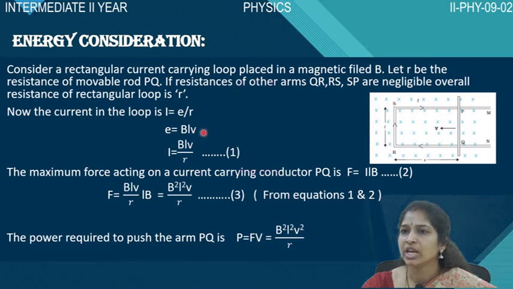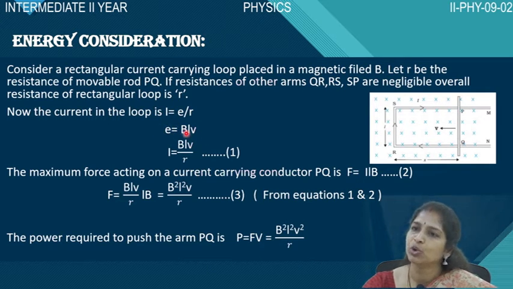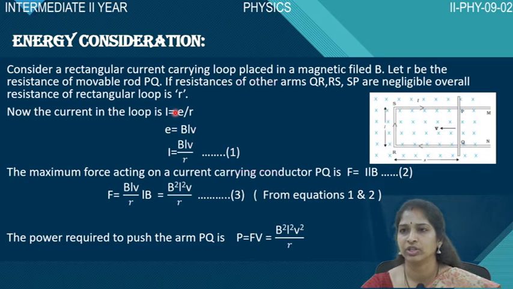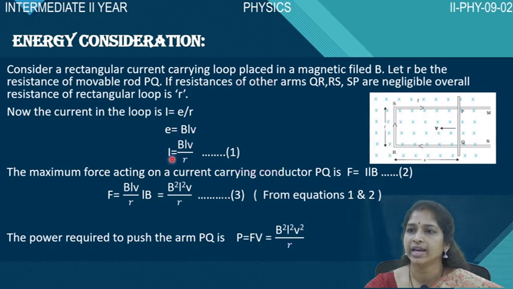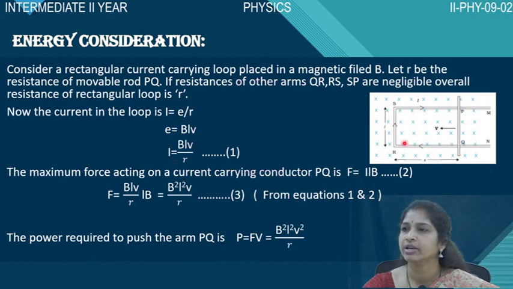We know motional EMF is BLV. So that equation only I am using, E equals BLV. Now substitute this equation in this equation. If I substitute, we get I equals BLV by R. So from these two equations, I got the expression for current in this loop. Current equals BLV by R. Consider this as equation number 1.